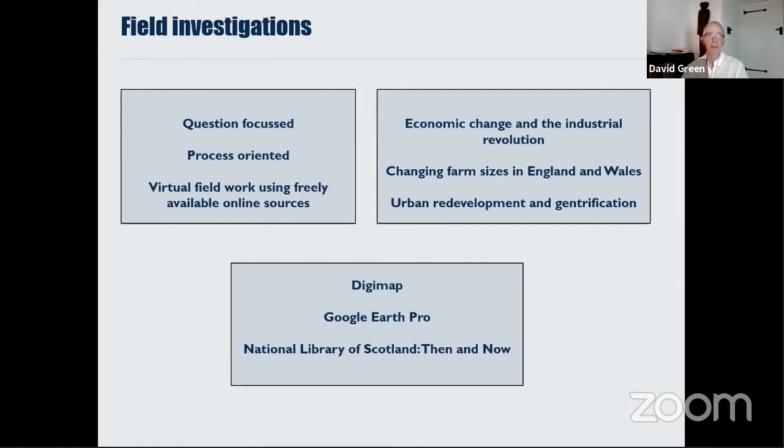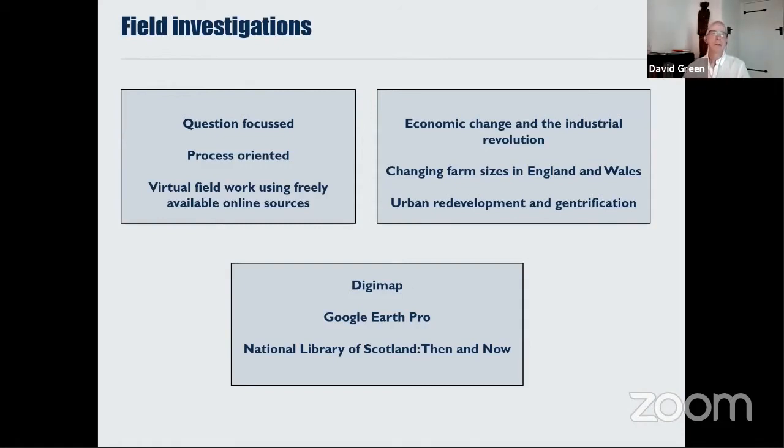All of those topics, and you'll see that there's a kind of chronology there. It's economic, industrial, urban, and rural. So there's different variety there. All of those are potential research topics you can do, your students can do, with easily available free material online. But the key thing is to ask the right questions.